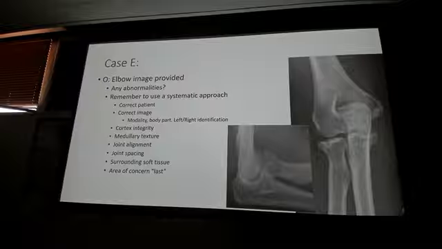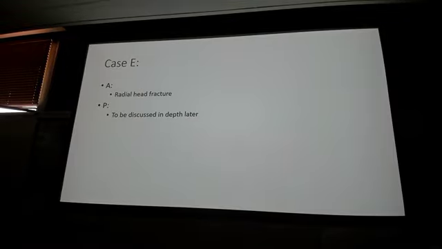But there is a very small posterior fat pad sign just behind the humerus right there. Probably easier to see on your screens. It is right behind the humerus, right there, small radiolucent area. But this is a radial head fracture. You will discuss what to treat it for as a junior.